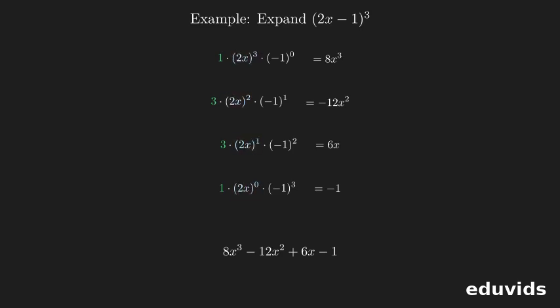Look back at the expansion and notice how the exponent of the 2x term decreased from 3 to 0. Also confirm that the signs alternate because our b term was negative 1, giving an odd power a negative result.